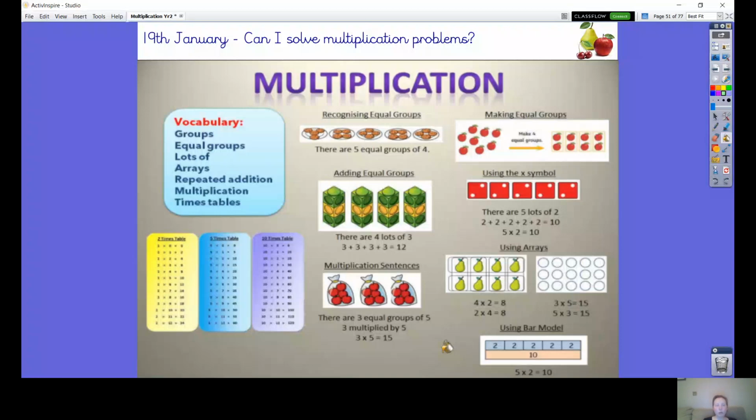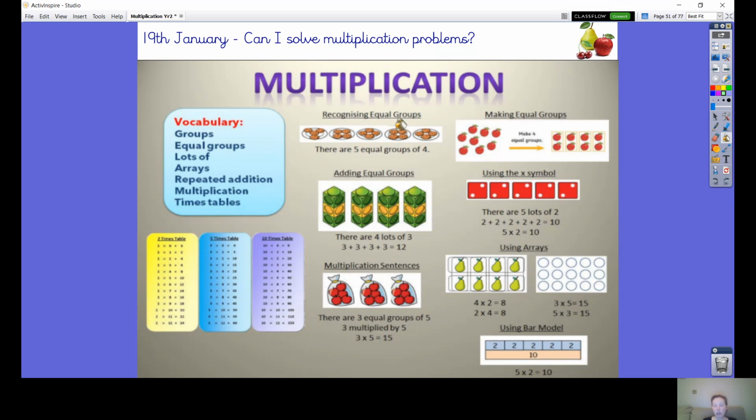So, good morning everybody. Welcome to the 19th of January, and maths this morning is about solving multiplication problems. So that means we're going to be needing to think carefully about the vocabulary we've used so far for multiplication: groups, equal groups, lots, arrays, repeated addition, multiplication times table.